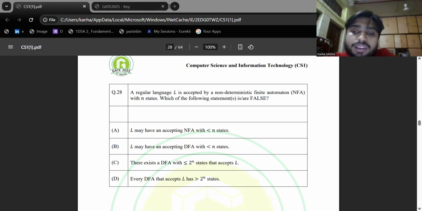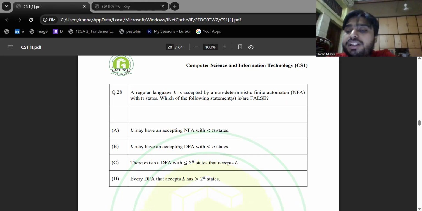Option C: There exists a DFA with at most 2 to the power n states that accepts L. Is there a DFA that has at most 2 to the power n states for the language? Yes, this is guaranteed when converting an NFA to a DFA. This is a very famous result. This statement is true, not false.